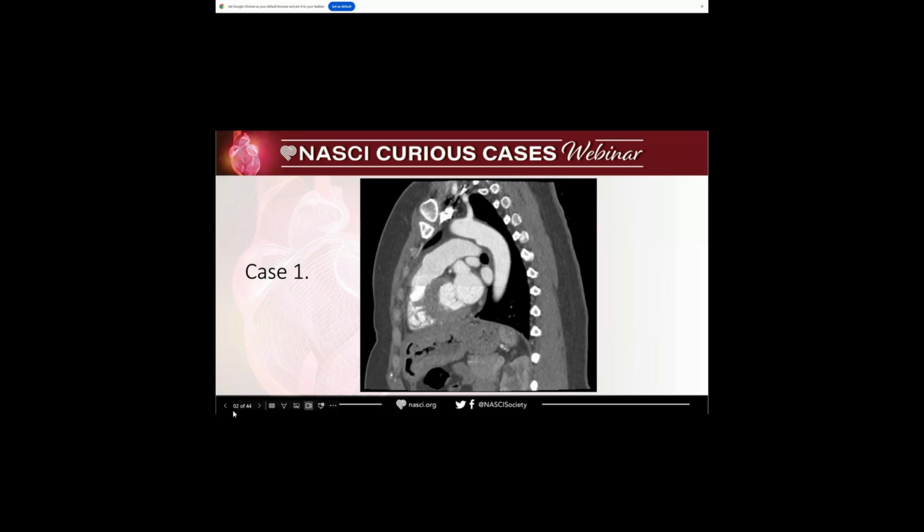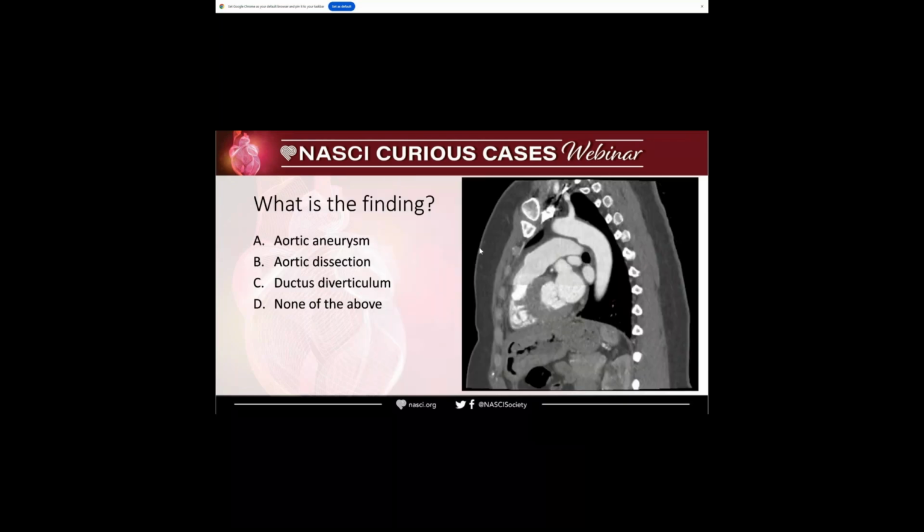I think you're either showing maybe a ductal bump or an artifact. Yeah. So if you look carefully, this is the aorta, the aortic arch turning into the descending aorta. And you can see that there's a small bump in the inferior aspect of the aorta. So this is called a ductus diverticulum.